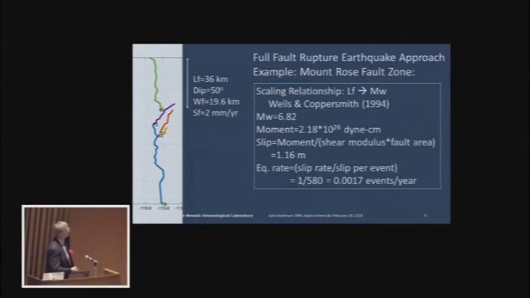Here is an example of some of the faults in the vicinity of Reno. And let's just consider this one on the top in green. It's 36 kilometers long. It has a dip going underneath the city of Reno. It has a width. It has a slip rate. So our process will be to use the length of the fault to estimate a magnitude, and then from that go to a moment, and then to an average slip, and then use the slip rate to come up with a rate of the earthquakes for that particular fault.